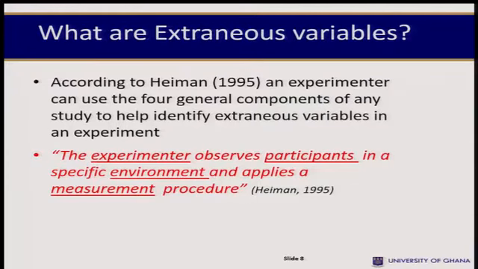So according to Hyman 1995, an experimenter can use the 4 general components of any study to help him or her identify extraneous variables in an experiment. And this is how he defines it. He says that the experimenter observes participants in specific environments and applies a measurement procedure.